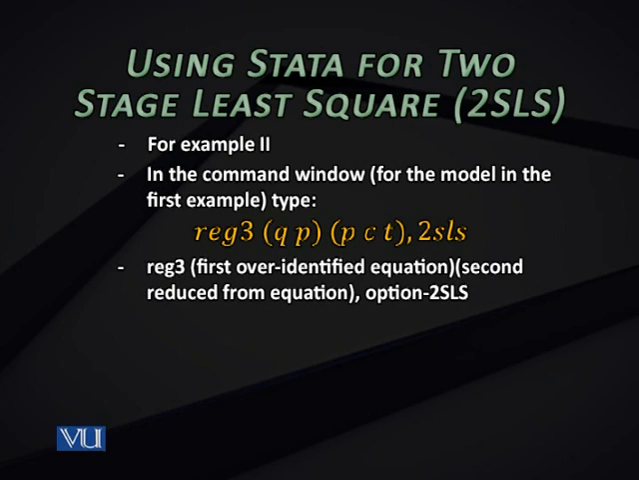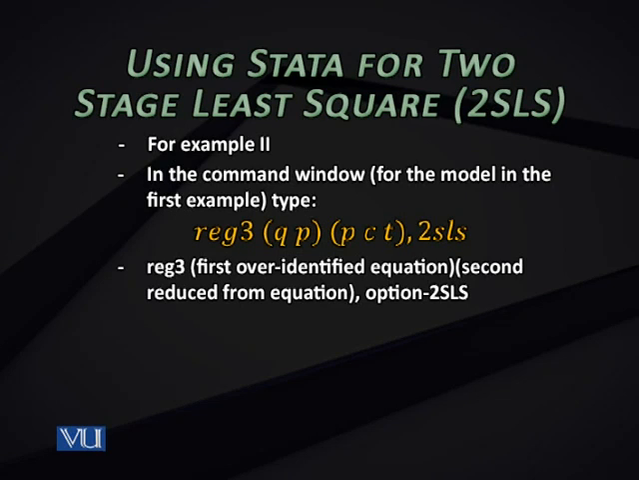In the second parenthesis you have PCT, which is the reduced form for price, because price was the variable on the right hand side of the over identified equation. So you needed a reduced form for P, and C and T are the exogenous variables. Remember, all exogenous variables appear on the right hand side of the reduced form equation. So you'll write P, C and T, comma 2SLS, which specifies that use this reg3 three-stage least square command to get the two-stage least square estimates.